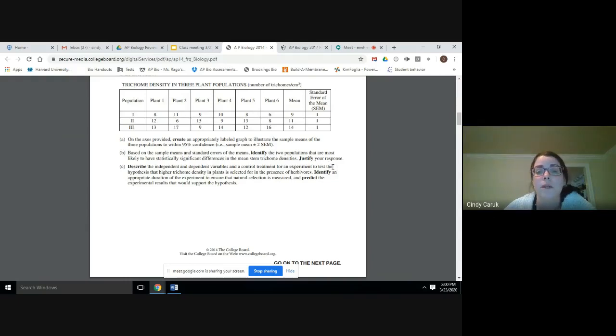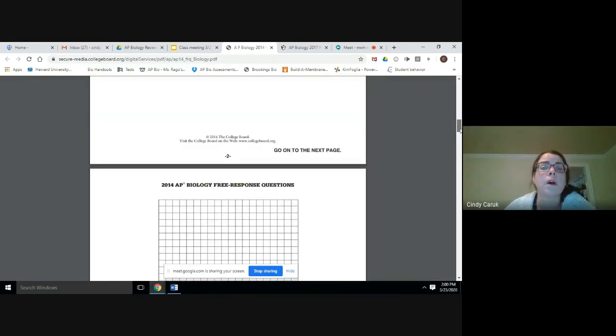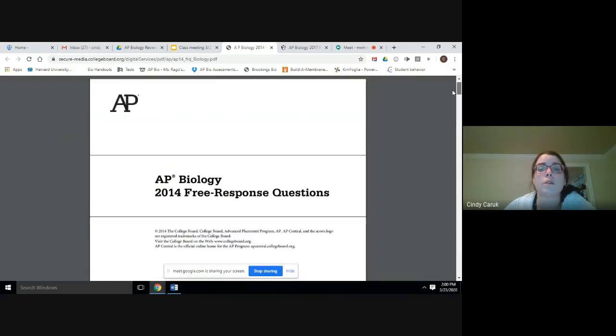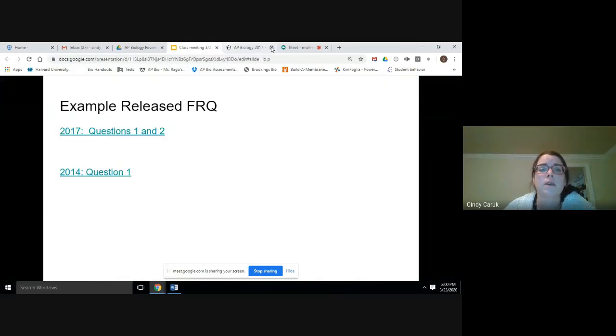And then describe your independent and dependent variables, identify an appropriate duration for the experiment. So how long should it occur? And then predict the experimental result that would support the hypothesis. You can see here you're graphing down here. So you can go through and practice those if you want. And if you don't want to practice them, at least I would recommend looking through them.